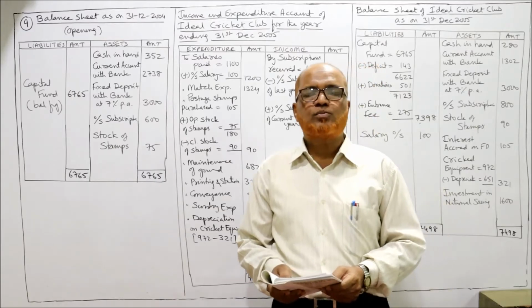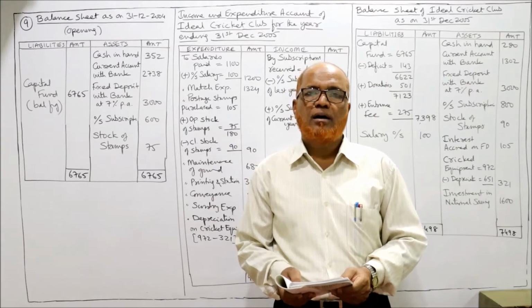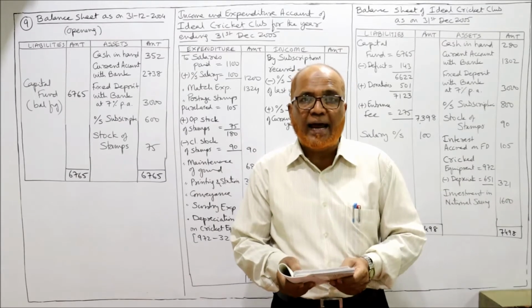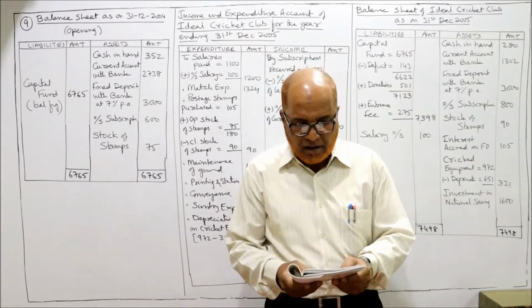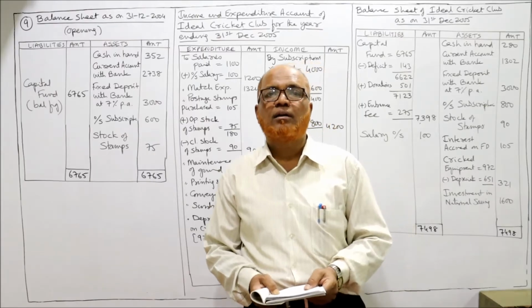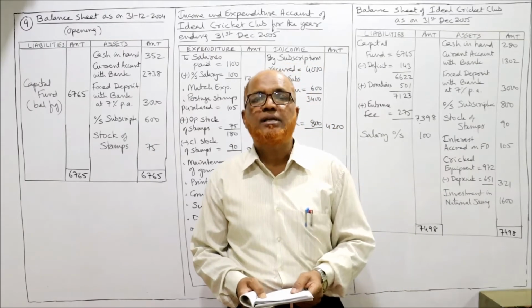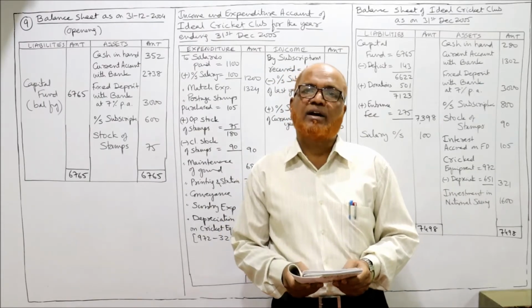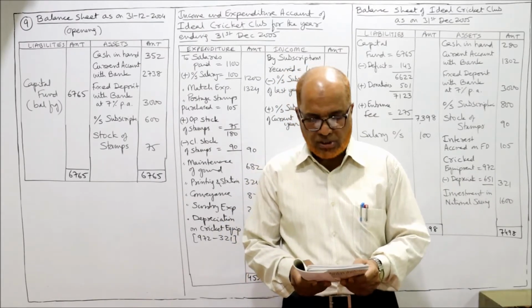बिगिनिंग ऑफ द ईयर में कोई भी स्पोर्ट्स इक्विपमेंट नहीं था. ड्यूरिंग द ईयर स्पोर्ट्स इक्विपमेंट परचेस करें 972 का, और एंड ऑफ द ईयर पे ये स्पोर्ट्स इक्विपमेंट का वैल्यू रह गया 321. तो बाकी का क्या हो गया? डेप्रिसिएशन. तो 972 माइनस 321, दैट इज द डेप्रिसिएशन ऑफ स्पोर्ट्स इक्विपमेंट.